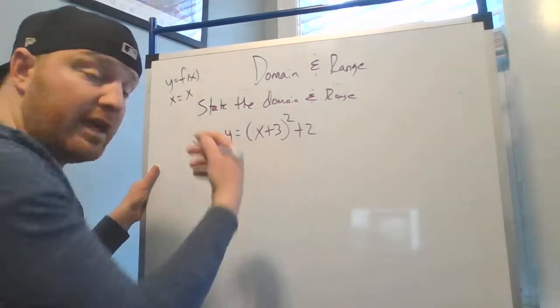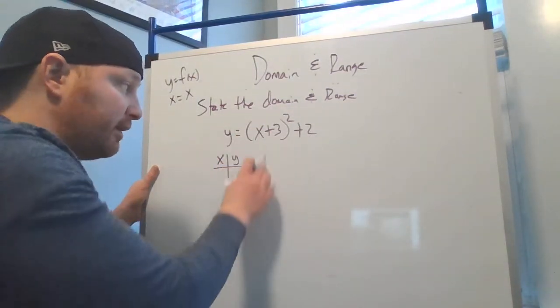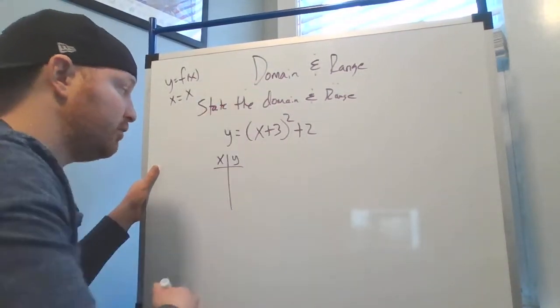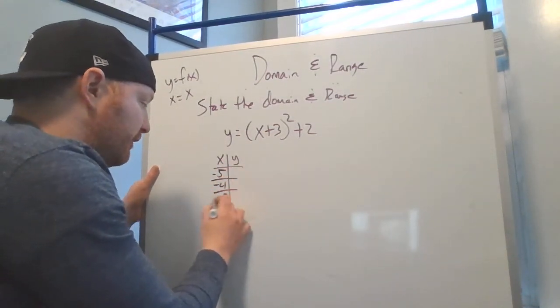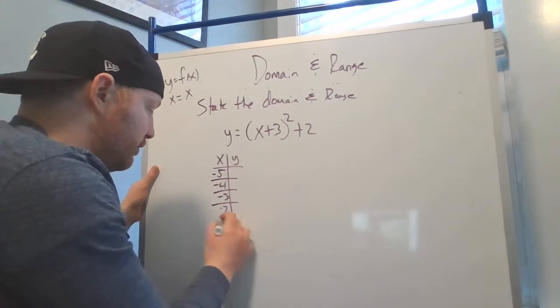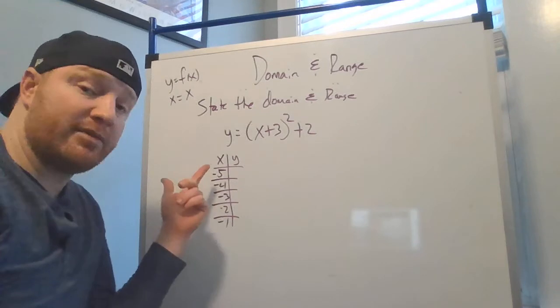All right, so what makes the inside of this 0? Negative 3. So negative 3 is my benchmark number that I'm going to use to help create the shape of this graph correctly. So I go 2 above negative 3, 2 below negative 3. So negative 5, negative 4, negative 3, negative 2, negative 1. And now just perform the math. Guys, this should be mental math for all of you.